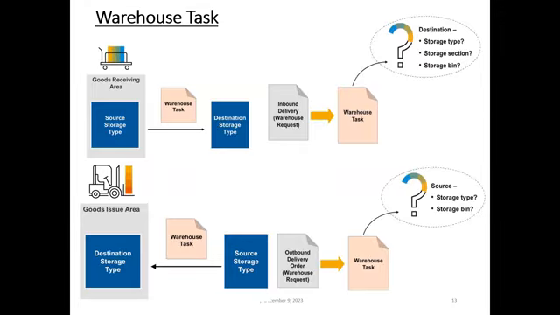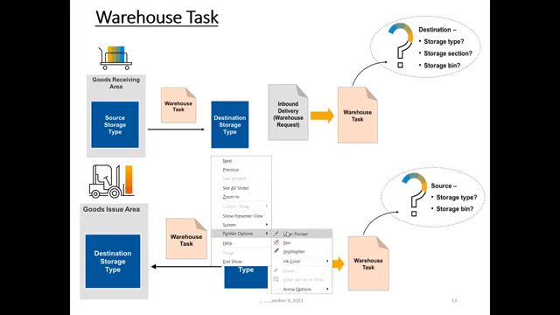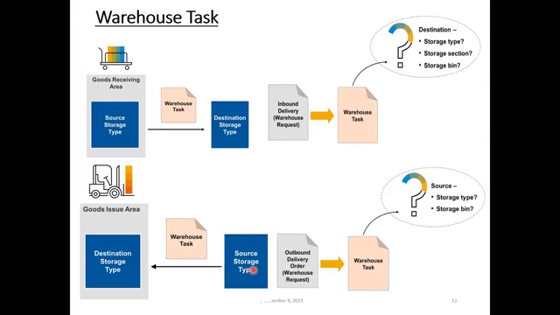Similarly, on the outbound side, you have a warehouse task where the source will be determined based on your picking strategies, like first in, first out. Whichever apple carton you have received first, that you want to withdraw first. Whichever is expiring first, that you want to withdraw first. These are your picking strategies. And there are many more picking strategies.